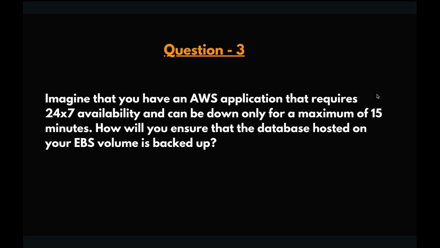Question number 3 is: imagine that you have an AWS application that requires 24/7 availability and can be down only for a maximum of 50 minutes. How will you ensure that the database hosted on your EBS volume is backed up? In this case, let's say we have an EC2 instance with a GP2 type EBS volume, and we have hosted a database on my EC2 instance, and all the data is stored on my EBS volume, and it is saying that it can be down for a maximum of 15 minutes. So how can I make sure that the database hosted on my EBS volume is backed up?